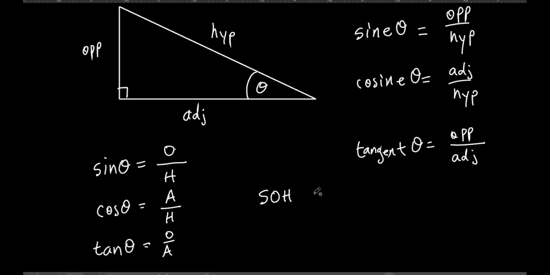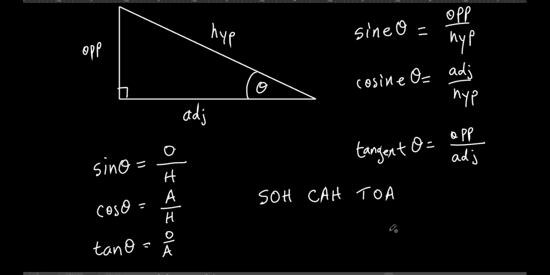So how am I going to write the cosine? CAH, right? Cosine is adjacent over the hypotenuse. And then lastly, the tangent is opposite over adjacent. So here's how we say this.